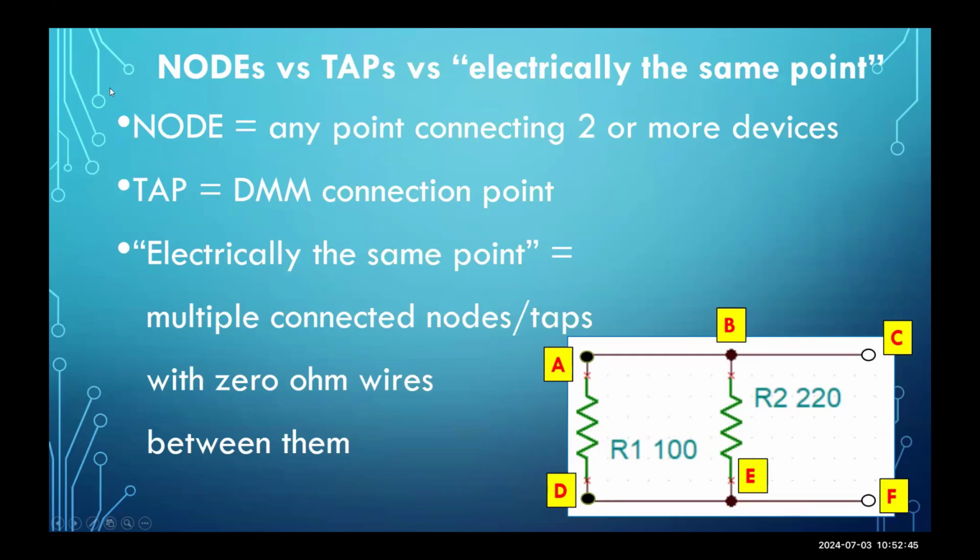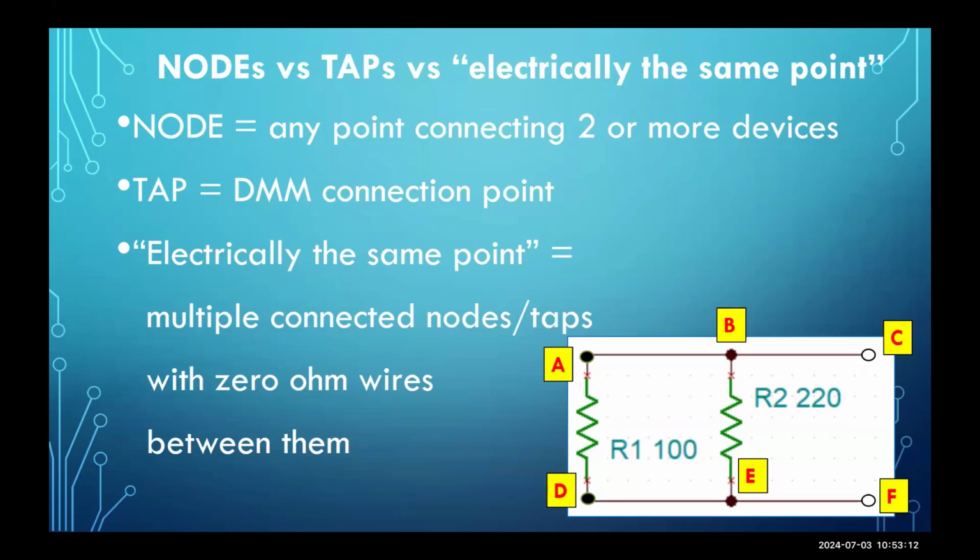All right, so let's go ahead and differentiate what is a tap, what is a node, and what is this phrase that I have in parentheses, electronically the same point. You'll see that phrase used many, many times in the vernacular of our electronics technology. But let's start off with the word node. Node is any point connecting 2 or more devices, okay? A node is a point connecting 2 or more electronic devices. You should record that into your journal.